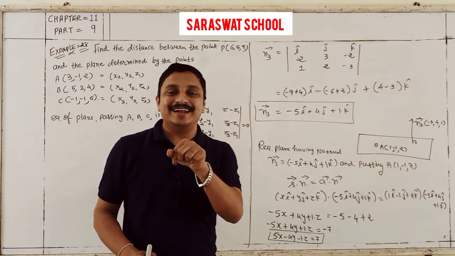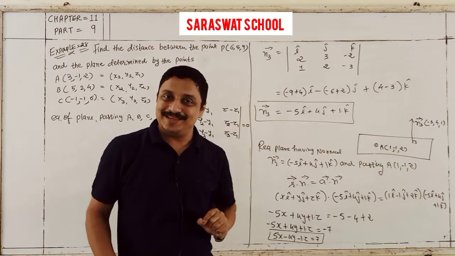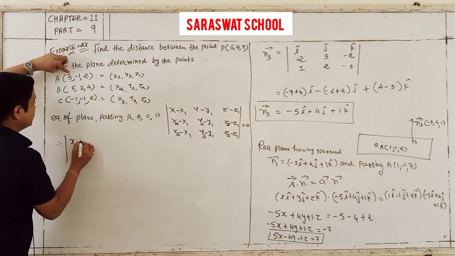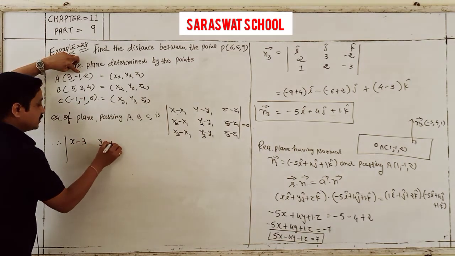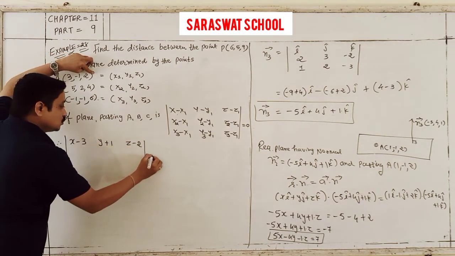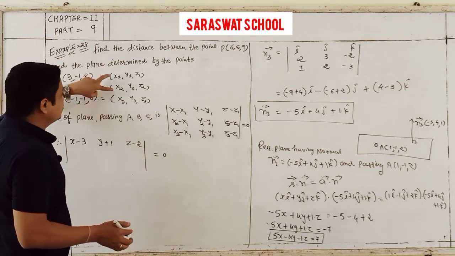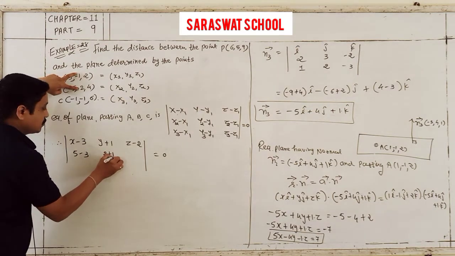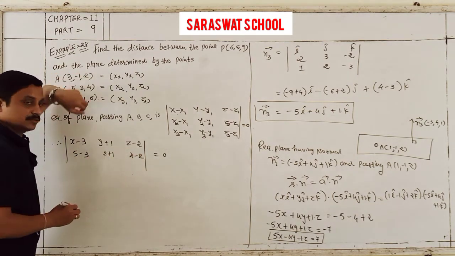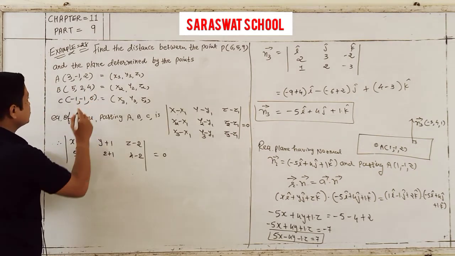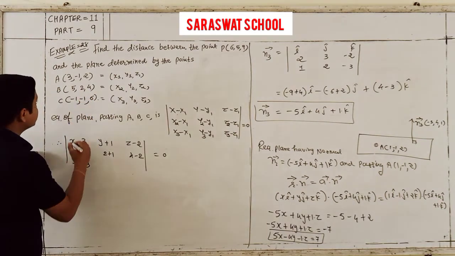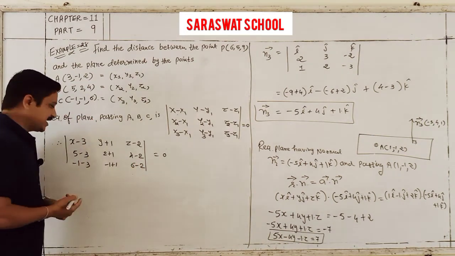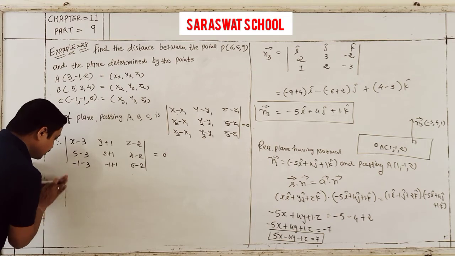Students, here x, y, z are the variable part of the plane. I just put down the given values there. x minus x1 is x minus 3, y plus 1, and z minus 2. Continue: x2 minus x1 means this minus this. Here 5 minus 3, same 2 plus 1, same 4 minus 2. And last, x3 minus x1 means minus 1 minus 3, same minus 1 plus 1, and same 6 minus 2. And just calculate, you will get the determinant solution.